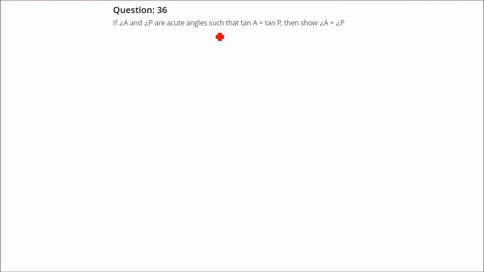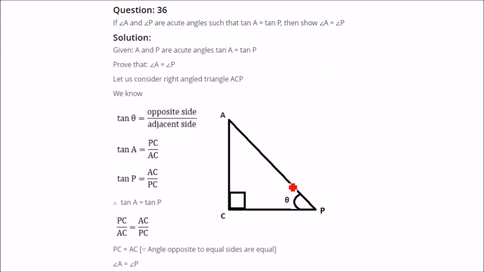Angle A and P are acute angles such that tan A equal to tan P. Show that angle A equal to angle P. So see here, we have made a triangle. This is angle A, this is angle P. So what will be tan A? For this, it will be perpendicular by base. Perpendicular is this, base is this. So PC by AC. It is given as equal to tan P. What will be tan P? Perpendicular by base. So AC by PC.